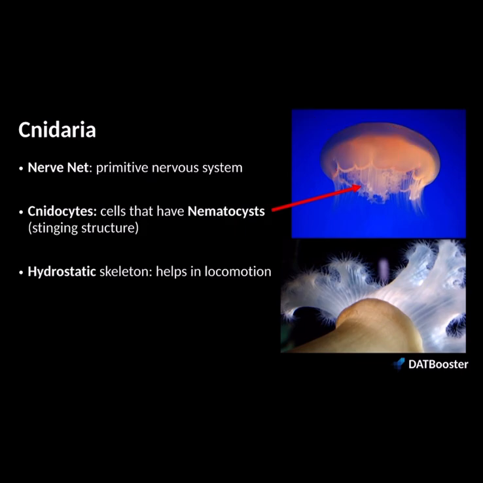You should also know that they have cnidocytes, which are specialized cells used for stinging, and that stinging structure is called a nematocyst. You might encounter the word hydrostatic skeleton. Now, a hydrostatic skeleton is the buildup of fluid pressure that allows the body of cnidarians to move. So these are invertebrates, they need to move, they don't have any muscles, but they have a hydrostatic skeleton, and that's responsible for their locomotion.